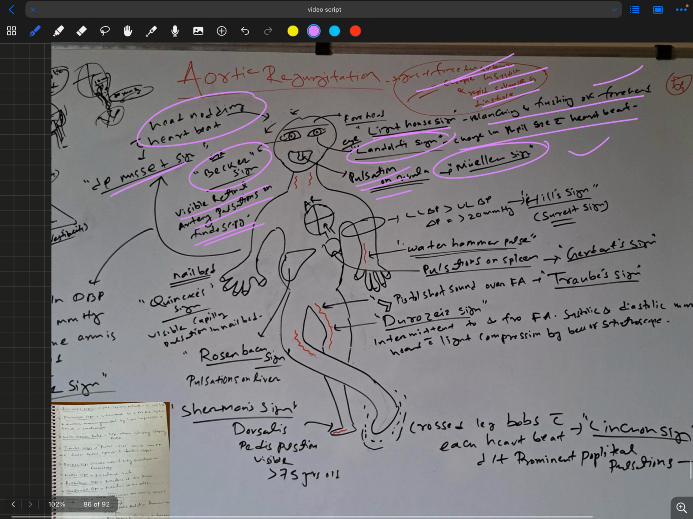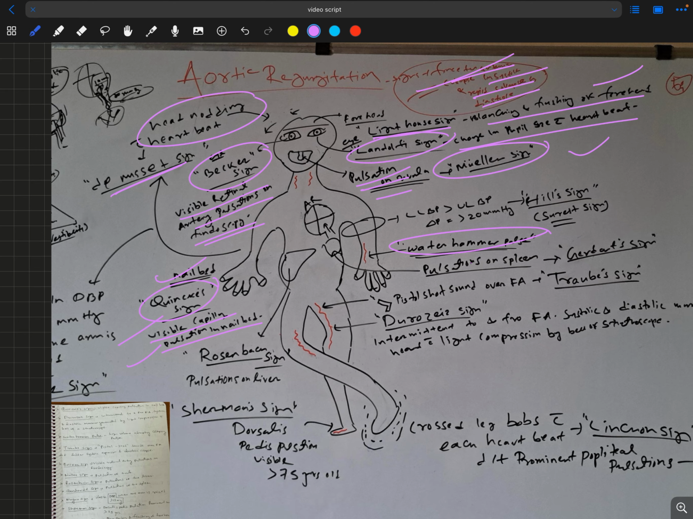Another sign is called Quincke's sign. Quincke's sign means visible capillary pulsation on the nail bed. If you place a flashlight below the nail, you will see visible capillary pulsation on the nail bed. It is called Quincke's sign. And another sign is called water hammer pulse. Water hammer pulse is characteristic of AR.